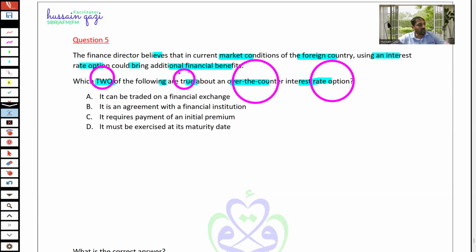First of all, you need to recall the over the counter interest rate option contract. All the over the counter contracts, either option or FRA, are not tradable. These are over the counter, tailor-made contracts, not tradable. The first thing.